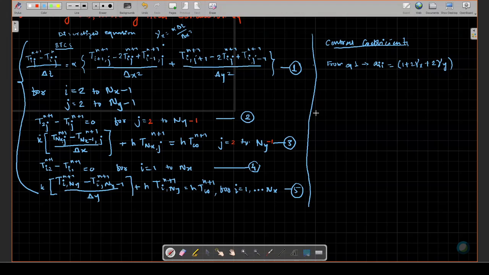Now from equation 2, what is the main point of interest? The boundary point. What is the boundary point here? T1j is a boundary point. So we have to find the coefficient of that. The coefficient of this Tij, A II, equals -1.